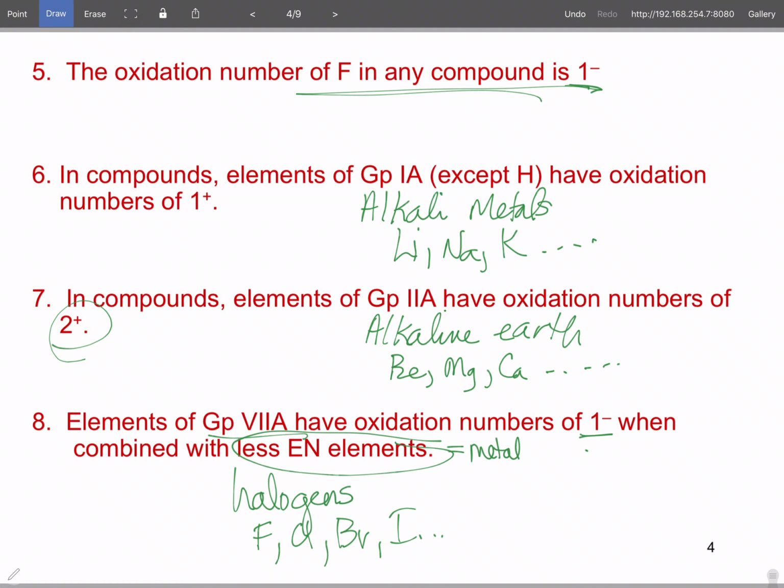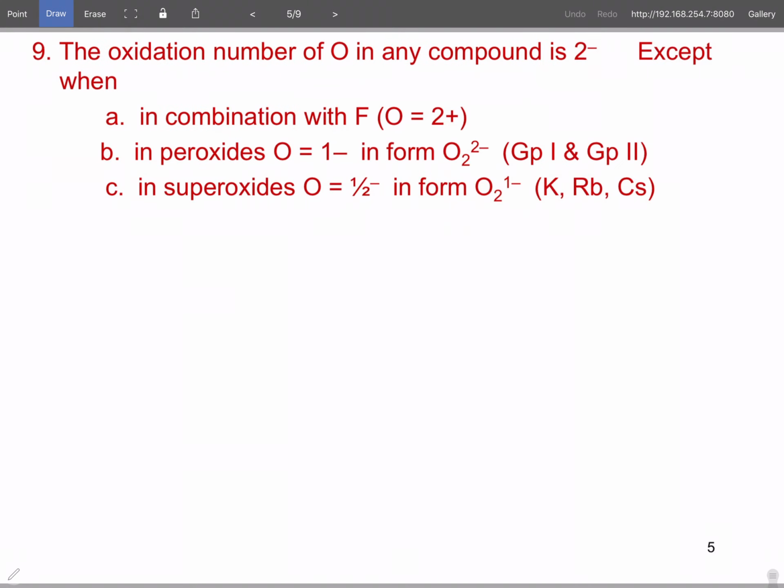If you combine halogens with nonmetals, then they may be positive. Okay? But if they're listed last, then they're negative. All right, the oxidation number of oxygen in any compound is 2 minus, except in 3 cases.